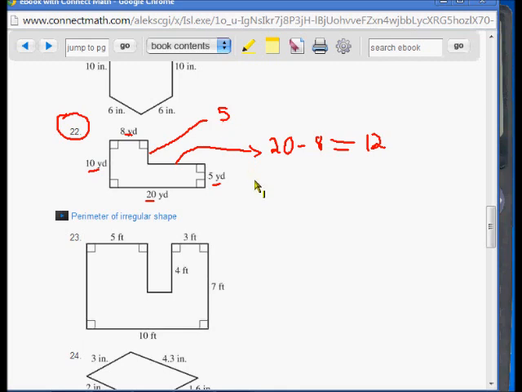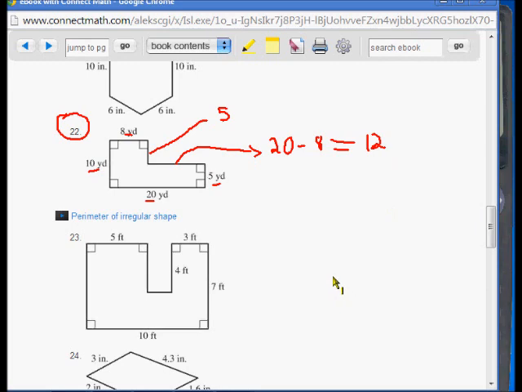Cool. Then we add all these up. 5 plus 20 plus 10 plus 8 plus 5 plus 12. And you can do that. Some people can do it in their head. You might have to write it down, or you might use a calculator. That is going to be your choice. But you would need to come up with just an addition problem, and here's a little bit of subtraction to come up with the 5 and the 12.